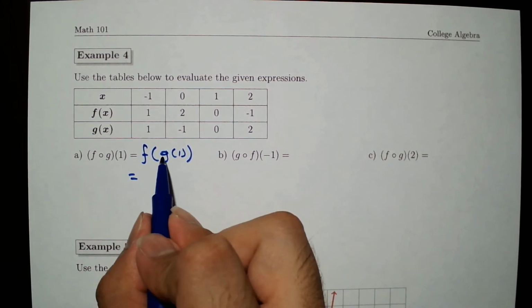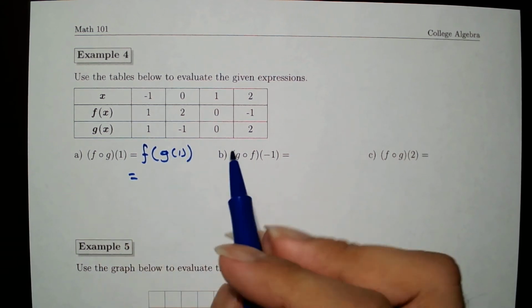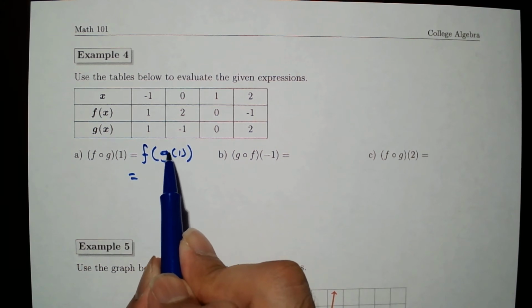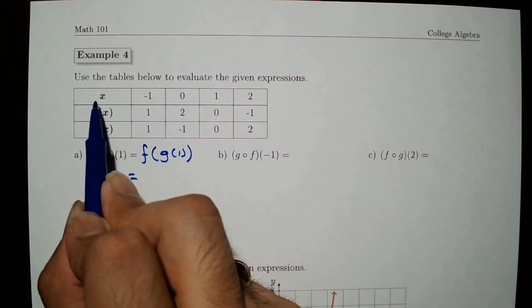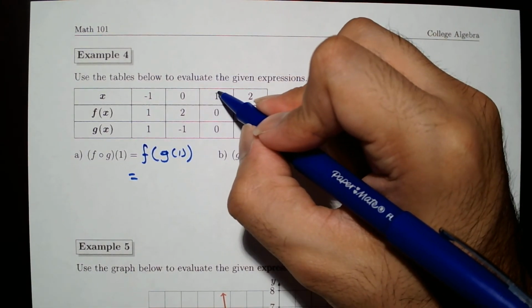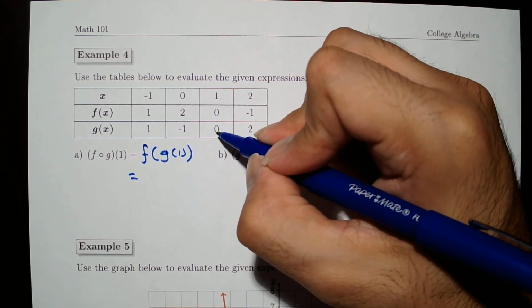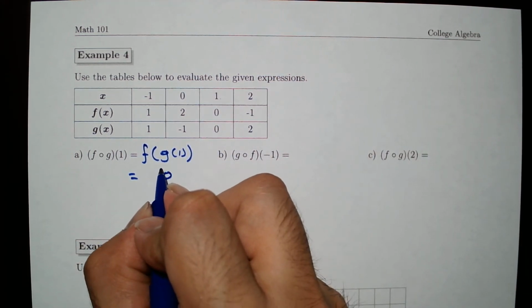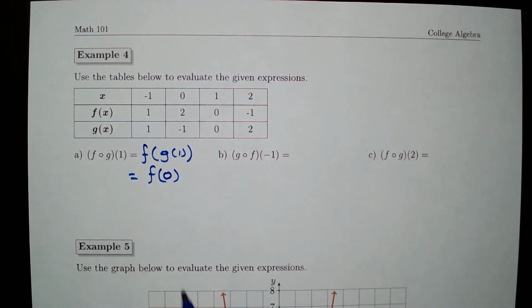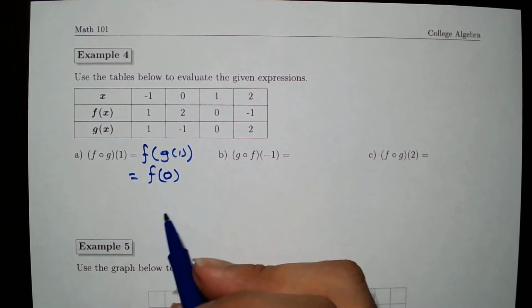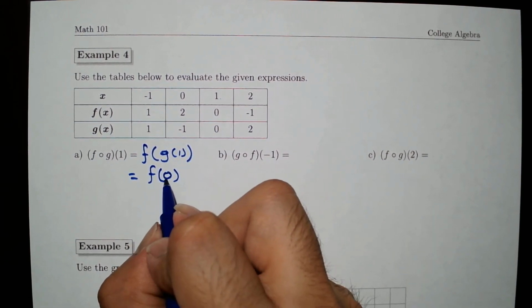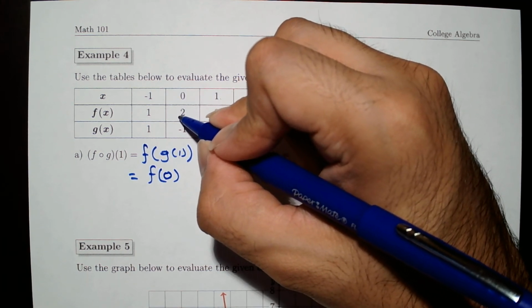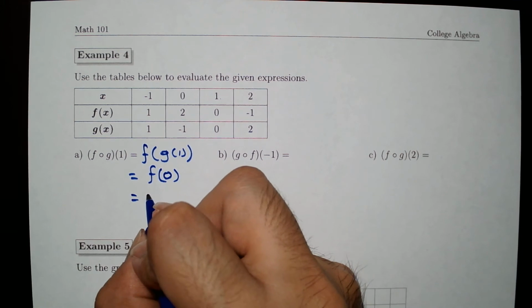Okay, so first I need to evaluate g of 1. G of 1, the output of the function g when the input is 1. So I'm going to go to x, which is the input. When the input is 1, what is the output in g? In g, the input 1 corresponds to a 0. And then this gets simplified, and now we look for the output of the function f when the input is 0. When the input is 0, f's output is 2.